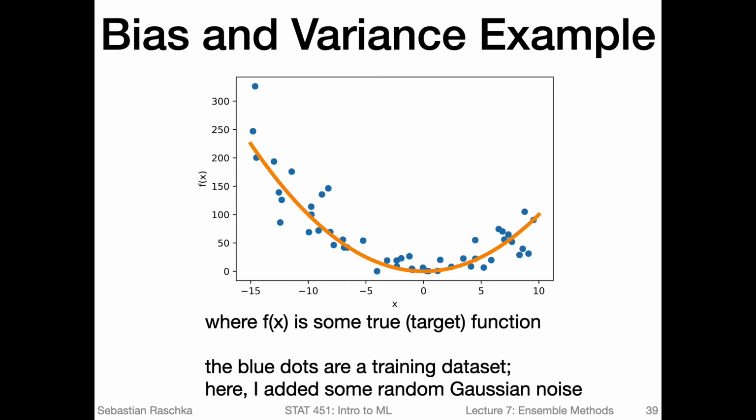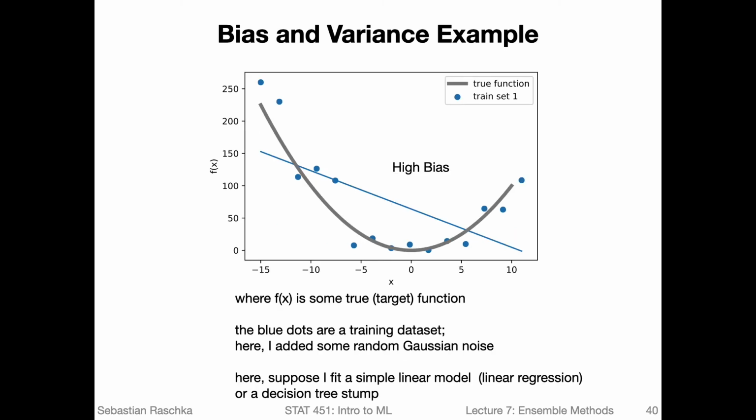It is like the typical machine learning or regression case. In blue is a training data set, and of course it's a little bit noisy. In this particular toy example, I added some Gaussian noise, and the blue dots are our training set. Now suppose I fit a very simple model to this data set. I have my training set, and the goal is to approximate this underlying true function that we don't have access to.